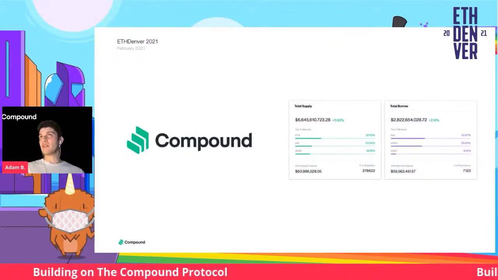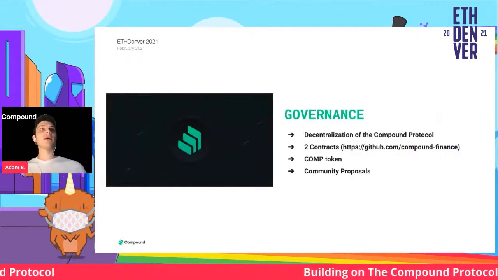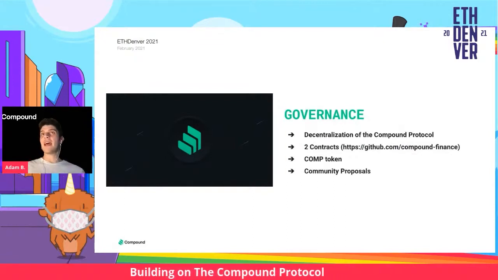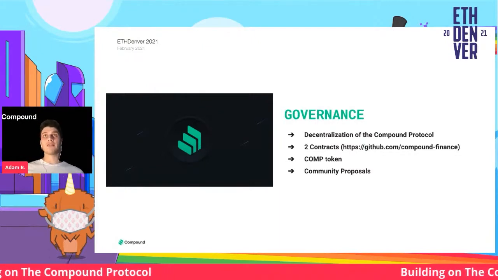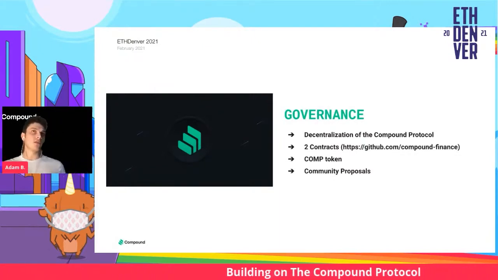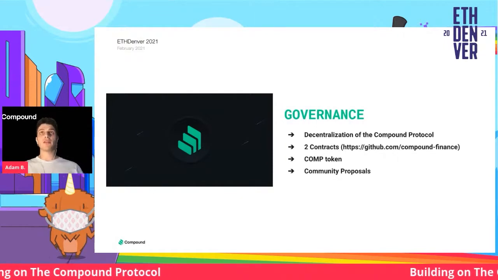I will tell you a little bit about governance and how that works. So the Compound protocol has been decentralized for the better part of a year, and that is controlled by 2 smart contracts that are live on the blockchain. It is the comp contract and also the governor. So comp is a utility token, ERC20. It is distributed to protocol users in a very slow drip.